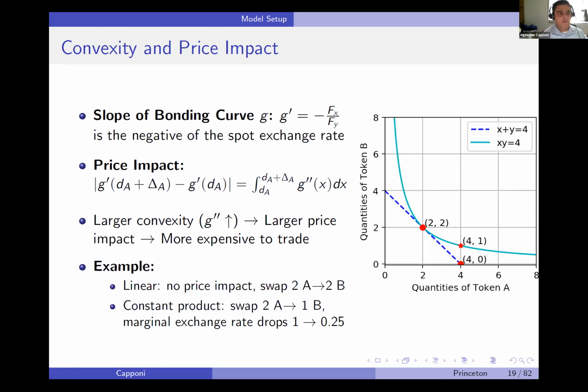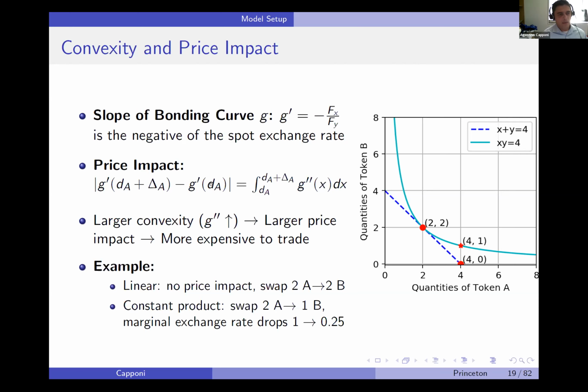Okay. So now I want to relate the convexity with the price impact, which I think is a very important point. If we look at the slope of this curve, the slope is the negative of the exchange rate. It's minus the derivative of the function at x over the derivative of the function at y. So this gives me the slope of this curve. Now, the price impact here is defined as the difference between the slope after depositing and the slope before depositing.